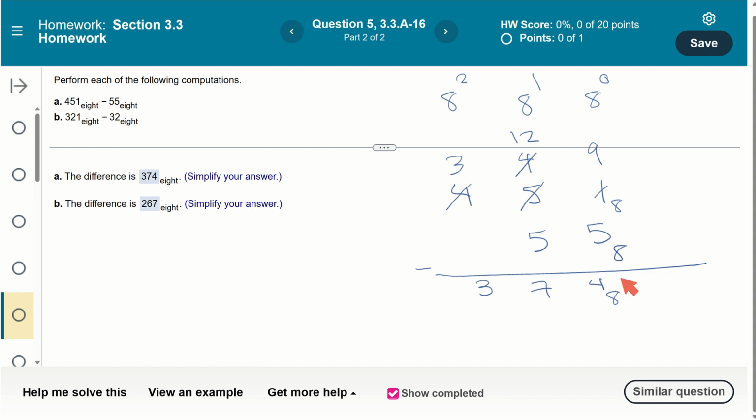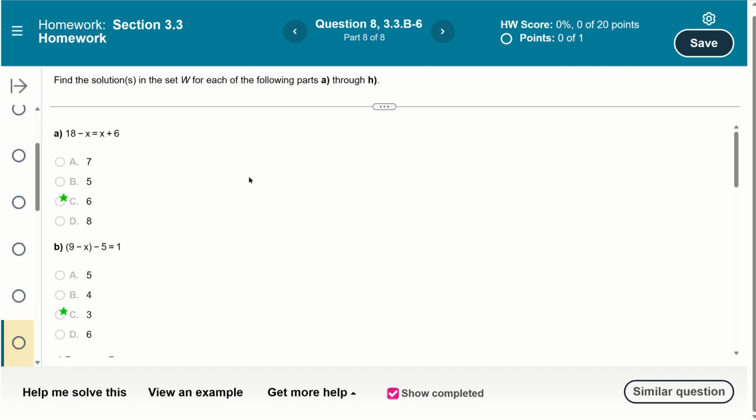And be organized, keep nice space between numbers, leave room so that you can do things clearly. Remember your place values, all that should lead to smooth sailing. All right. Try it on the second one here before you move on to your own homework.